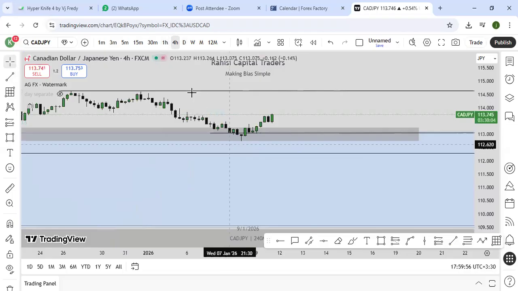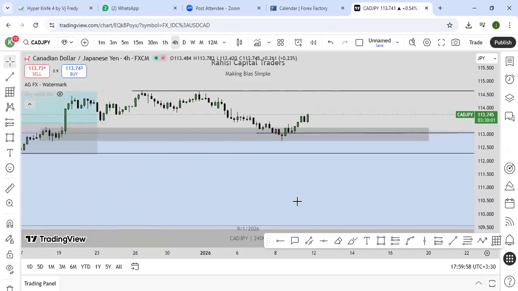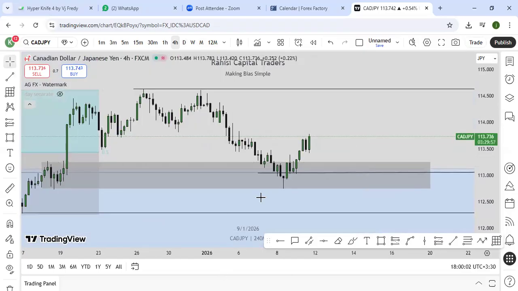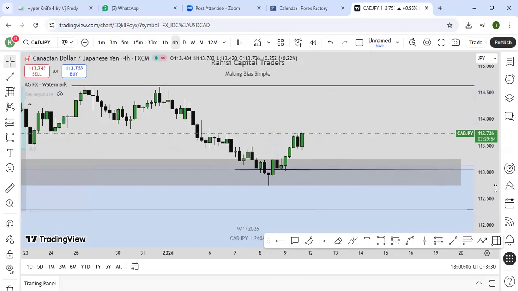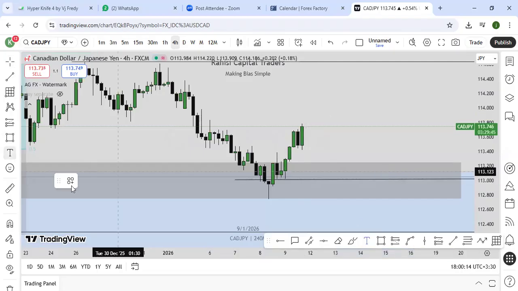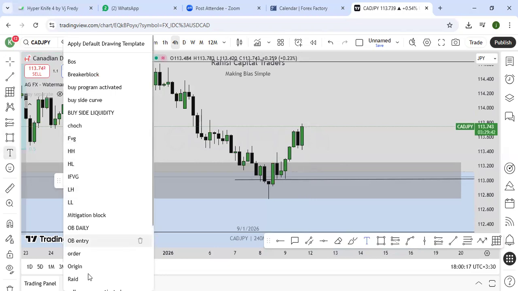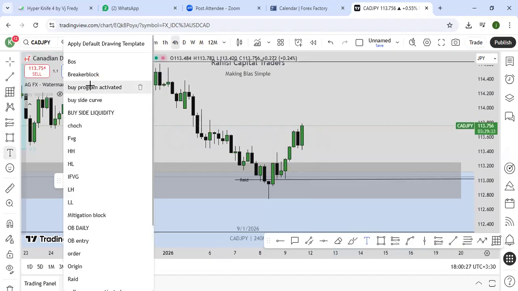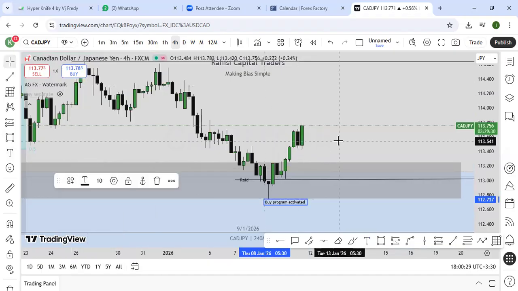So either H4 or H1. I've come to H4, the one that I shared. I think it was H4. So when I come to H4, this is my H4. This is the red that we marked. So you mark them. You call this the red here. Then we need to get our buy program activation. This is the buy program activation.